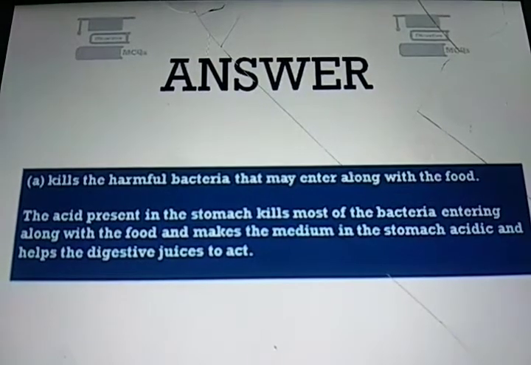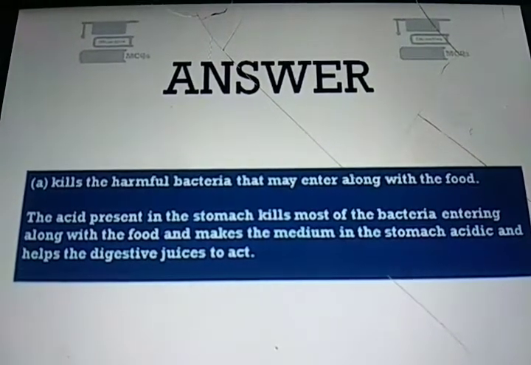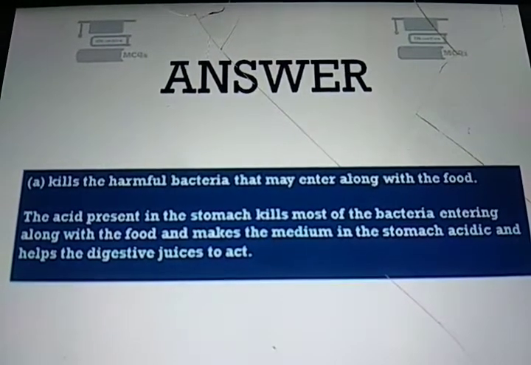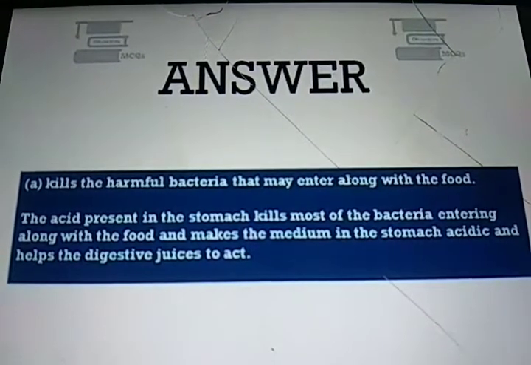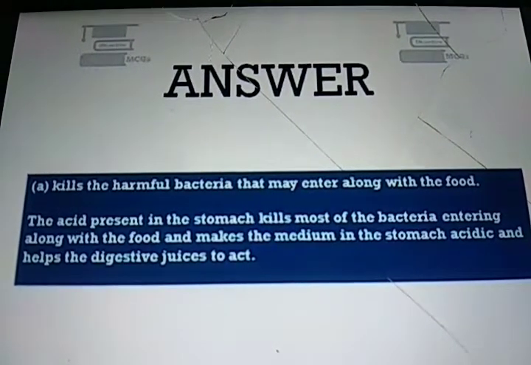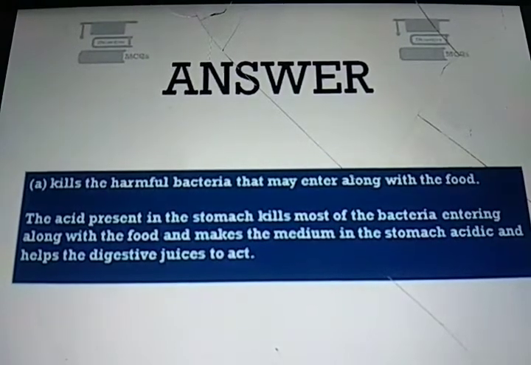The acid present in the stomach kills most of the bacteria entering along with the food and makes the medium in the stomach acidic and helps the digestive juices to act.